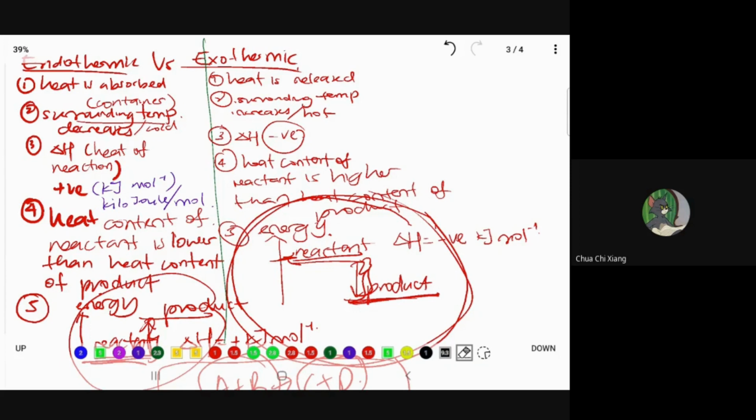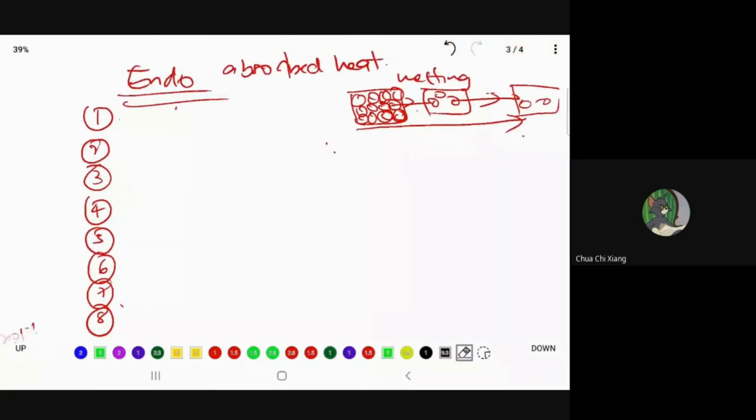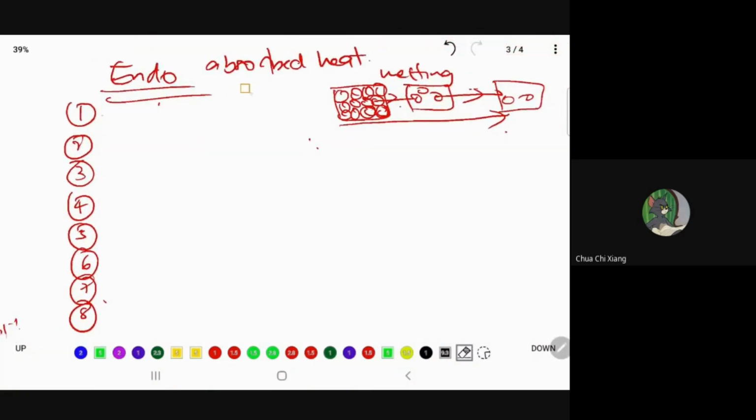Okay, now, endothermic is when heat is being absorbed, so the thing becomes cooler, or colder. As I told you, from my experience, I already summed up that there are only 8 endothermic reactions. Other than these 8, please categorize them as exothermic reactions. Examples of endothermic reactions are melting, evaporation, or boiling.